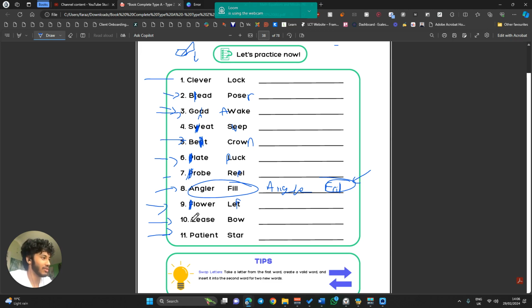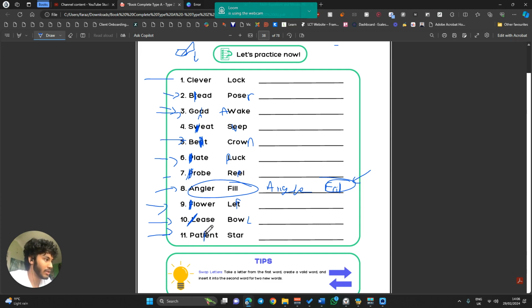Okay. I don't see anything immediately. Ease, actually, I see ease. So if I put the L there we go, ease and bowl. There we go, nice. Question 11, patient and star.